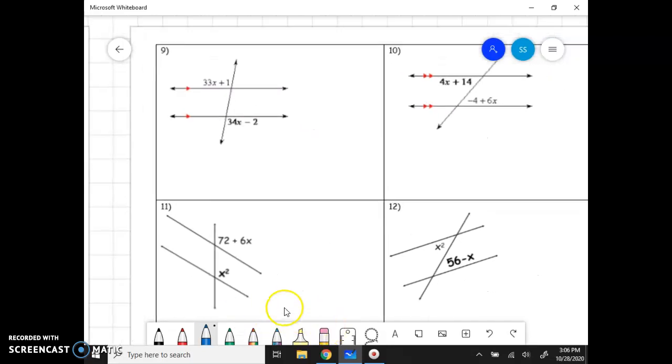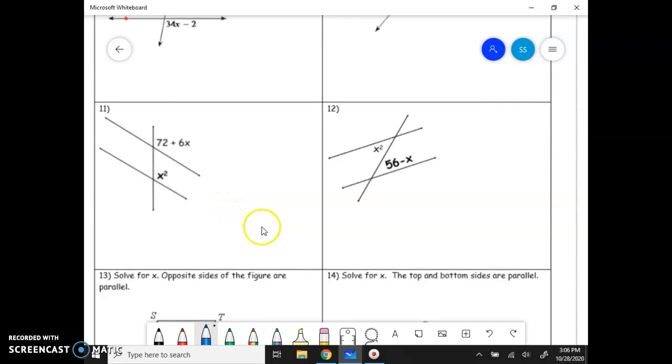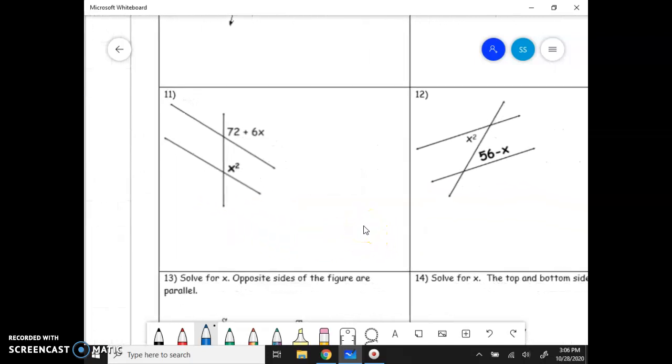9 and 10, pretty similar. I think you guys can do those. 11, I'll go through number 11 because it's a little bit different. We're going to have to factor because we have this x squared, so it's a quadratic. So I'll go ahead and do this one with you guys. First of all, let's recognize that these are corresponding angles, right? One's on the interior, one's on the exterior, but on the same side of the transversal.